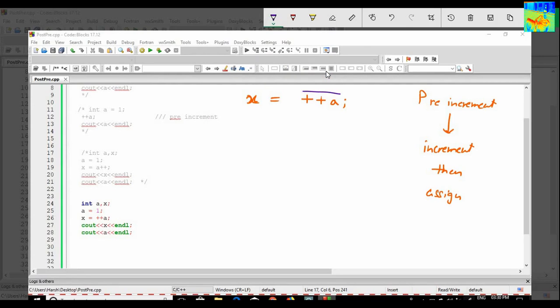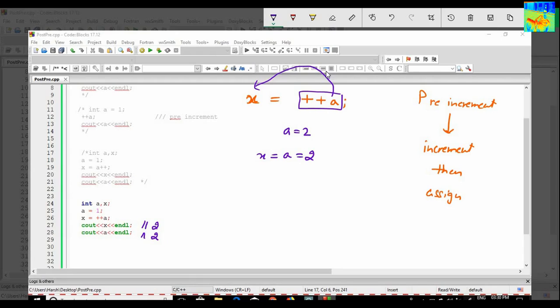Okay, so this statement will be evaluated first. First the value of a will be incremented, and then the value of a will be assigned. So first a will become 2, and then x equals a, which is 2. That is the reason here my output is 2 and 2.